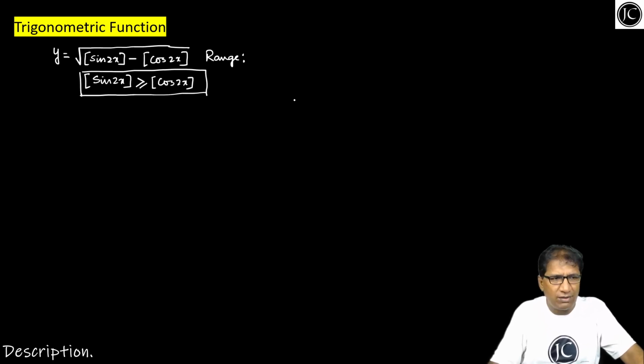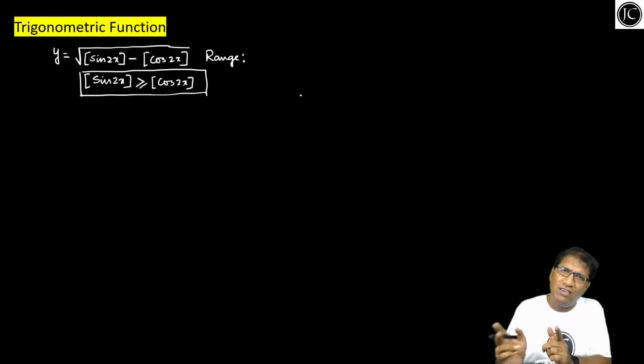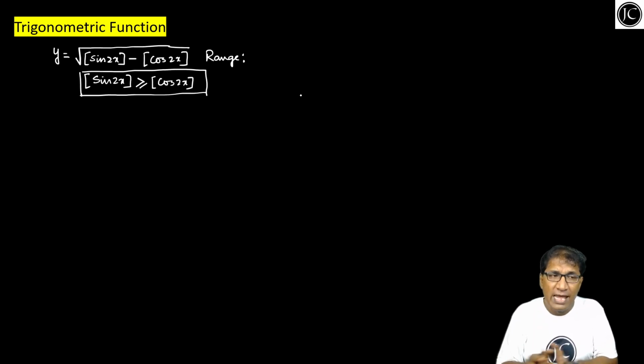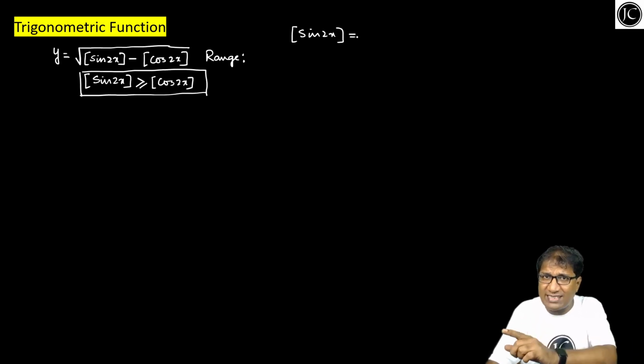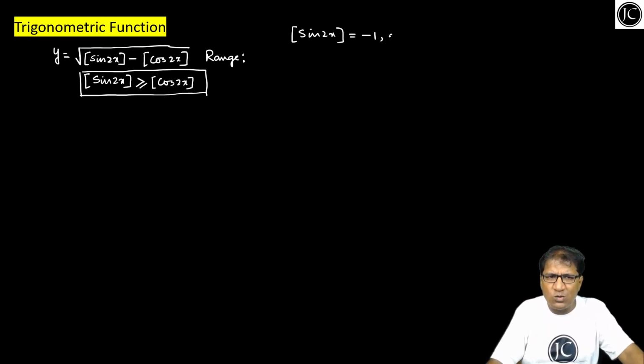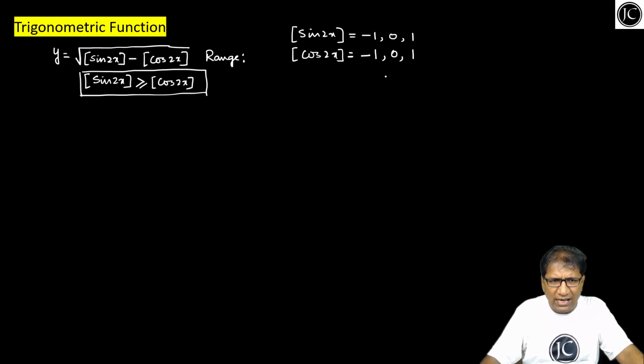To define the function. Now we all know that sin 2x or cos 2x always lies between minus 1 and 1. But box of sin 2x is an integer. So between minus 1 and 1, what are the integers that box of sin 2x can assign? Either it is minus 1 or 0 or 1. Similarly, box of cos 2x also assigns the value minus 1, 0 or 1, right? Because they are integers.